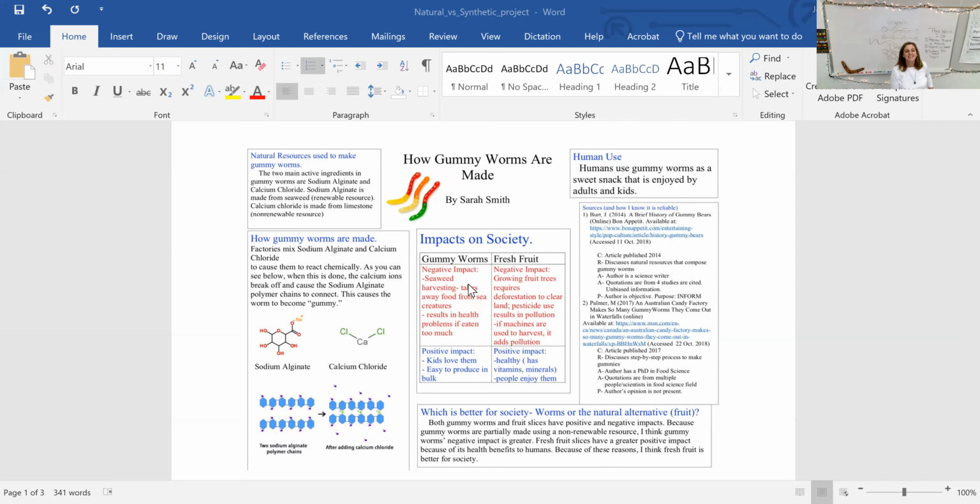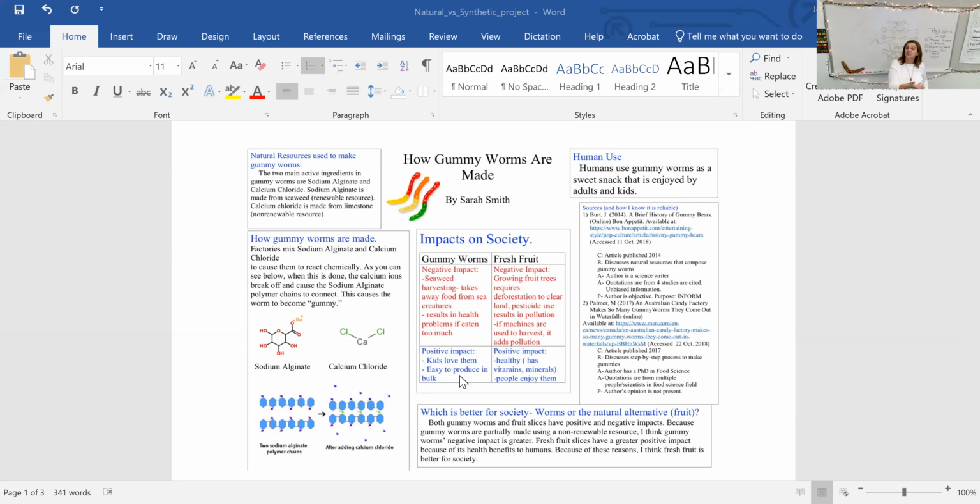So the impacts on society. Are there negative impacts from gummy worms? Well, I suppose they have to go harvest the seaweed out of the oceans. So if you take seaweed out of the oceans, you've taken food away from the ocean animals. So harvesting takes away food from sea creatures, and results in health problems if it's eaten too much. Is that too much by humans? I guess no more seaweed sushi. Positive impact: kids love them. Adults love them too. And they're easy to produce in bulk.